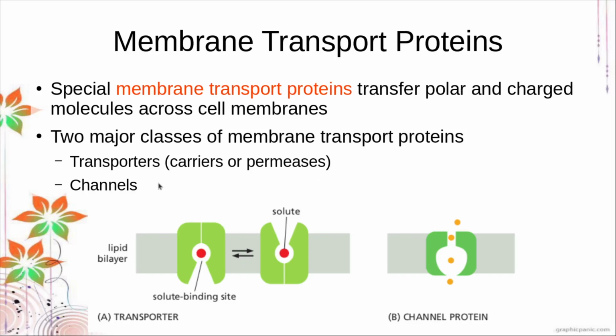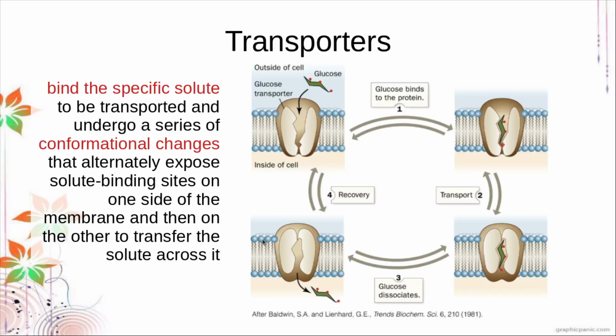There are two major classes of membrane transport proteins. You have your transporters, which some books or resources call carriers, and some others call permeases, because they help solutes permeate the bilayer. And then another class is the channels. So what's the difference between them? This is your transporter and this is your channel. Let's look first at transporters.